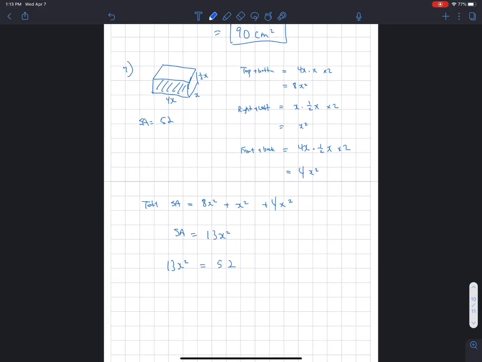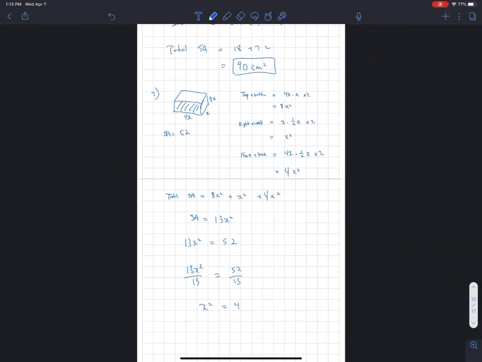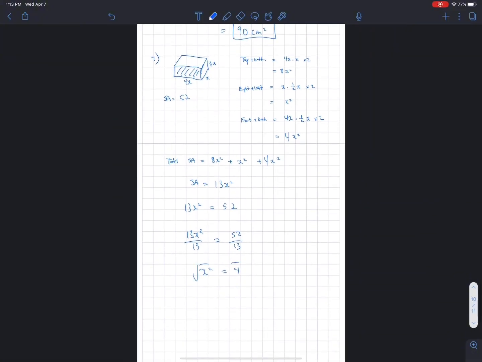Okay, so now we can divide both sides by 13. So you get x squared equals 4. And we can square root both sides. So you get x equals 2. So that's the answer. The width equals 2 centimeters.